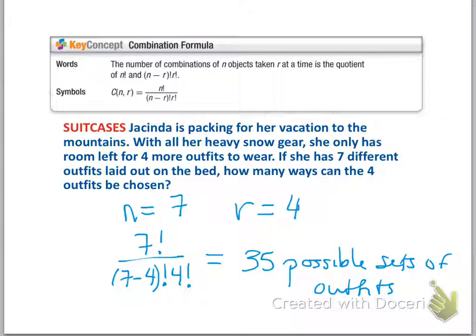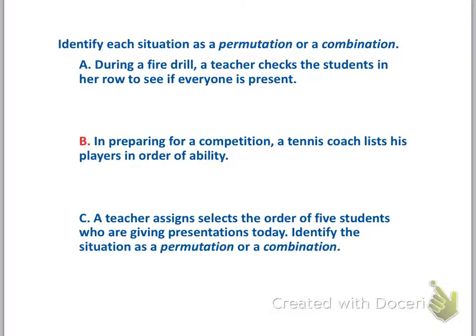Okay? Alright, so let's go on to trying to identify things as a permutation or a combination. It can be difficult, but remember, order is our key here. So in letter A it says, during a fire drill, a teacher checks the students in her row to see if everyone is present. Does it matter if they're in a certain order? No, it just matters if they are present. So this is a combination. Why don't you try B and C on your own, push pause, and then go ahead and check to see if you got them right.